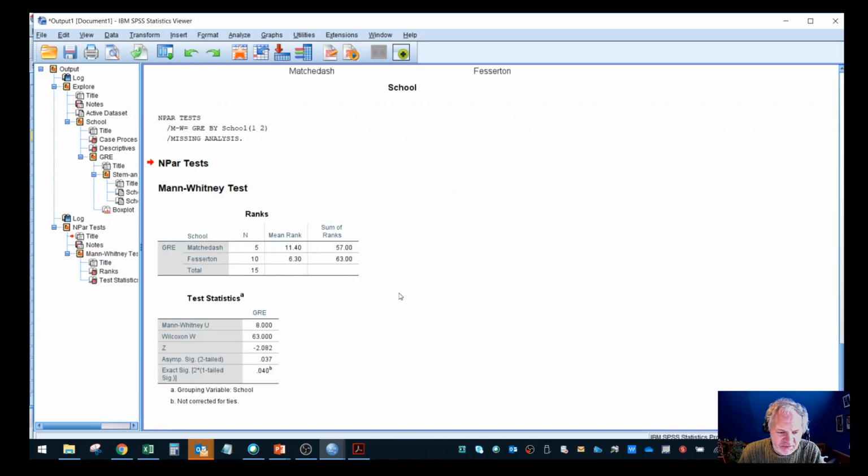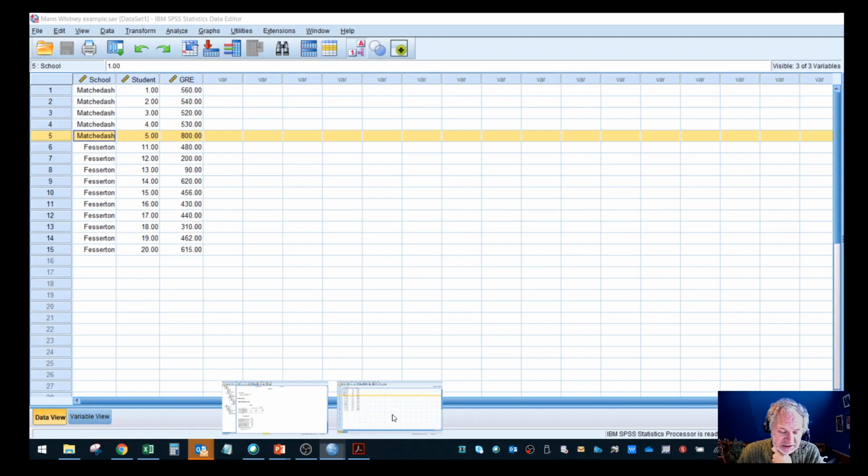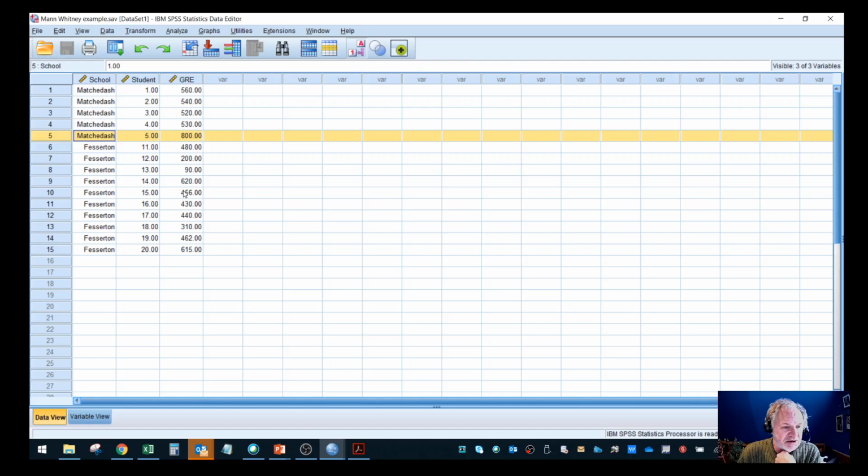And voila, that replicates what we had. Mann Whitney U, I use the lower one, which is the 8. And there's my significance two-tailed, which factors in for ties, 0.037, which I don't have any anyway. And I would then conclude that I reject the null hypothesis based on the Mann Whitney test. The match students outranked the Festerton. I would not run a t-test.